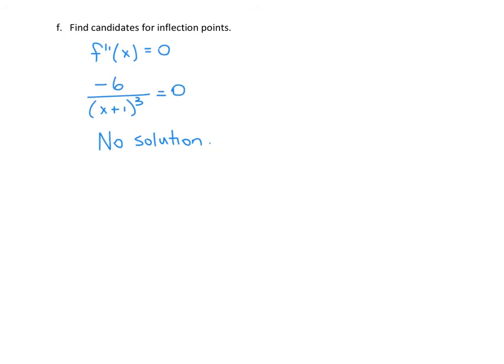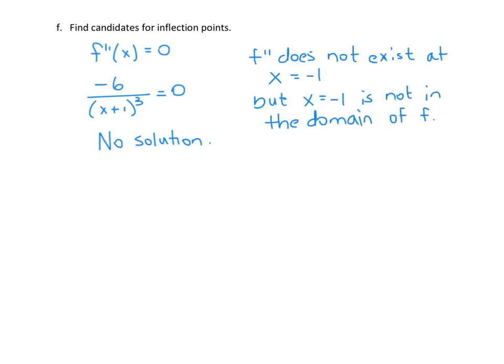We can also have possible inflection points by looking at where the second derivative does not exist. The second derivative does not exist at x equals -1, but x equals -1 is not in the domain of our original function f. Therefore, we have no inflection points.